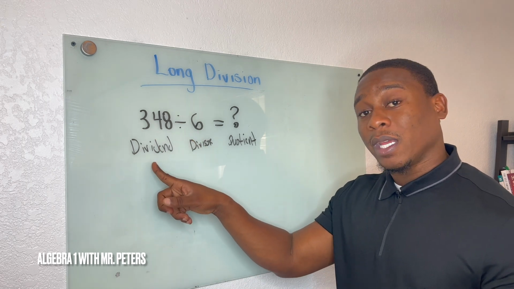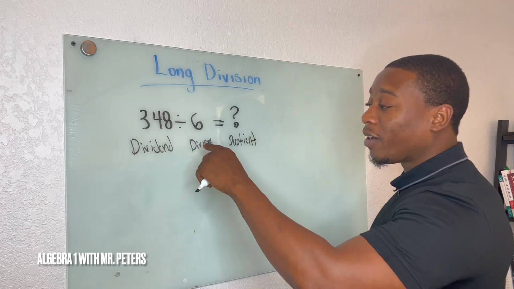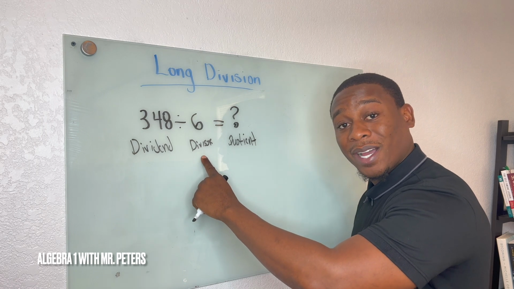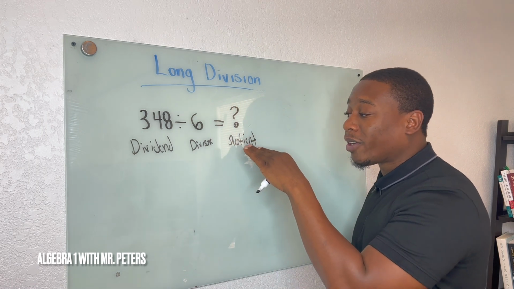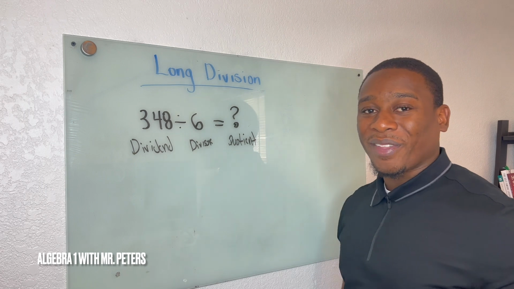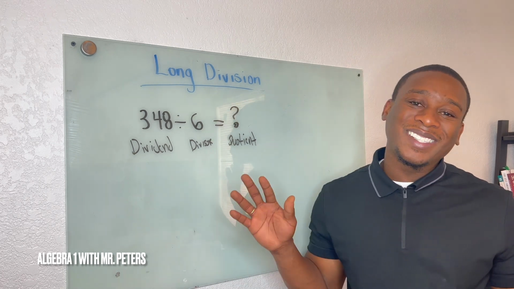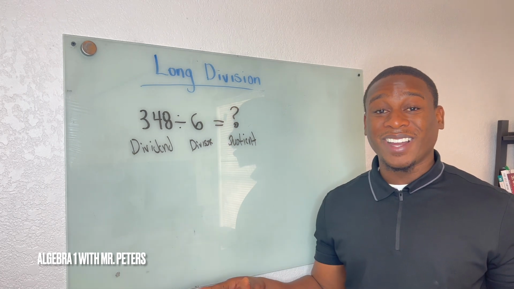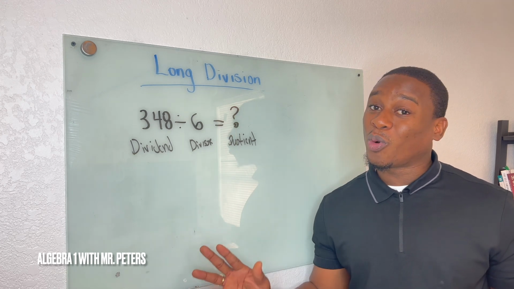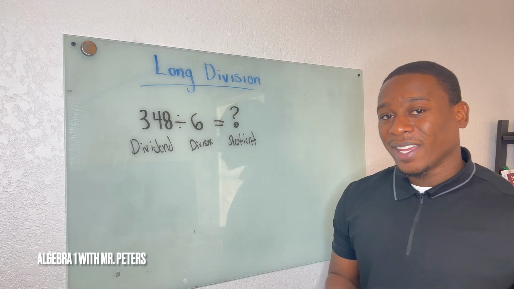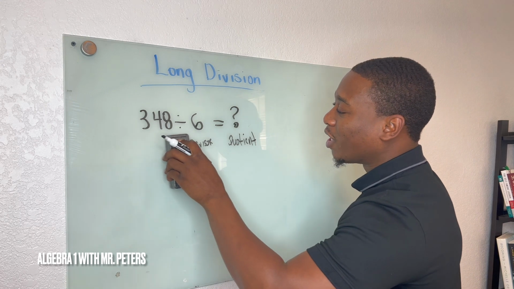So, we're dividing this dividend, 348, by the divisor, meaning we're dividing it by 6, and our answer is the quotient. Please make sure you remember that, guys, because I'm telling you, these questions on these math tests, standardized tests, they always ask some simple questions that we may forget, okay? So please make sure you guys remember.